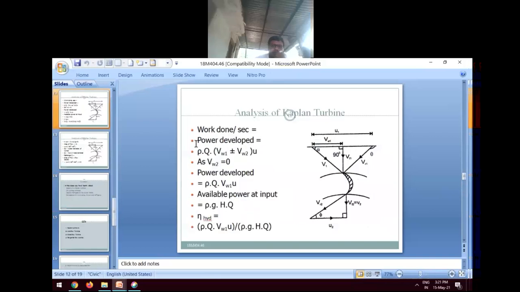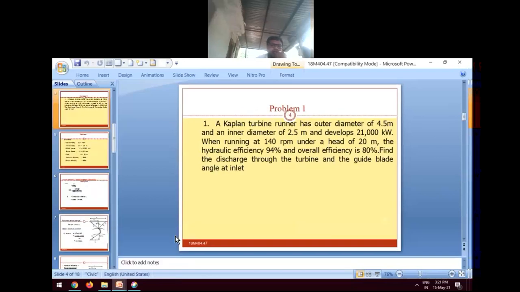Next, work done per second or power developed equals rho Q into (VW1 plus or minus VW2) into U, whereas VW2 equals 0, so power developed equals rho Q into VW1 into U. Then available power input is equal to rho GHQ. So these formulas have to be remembered and recalled to do the problems.